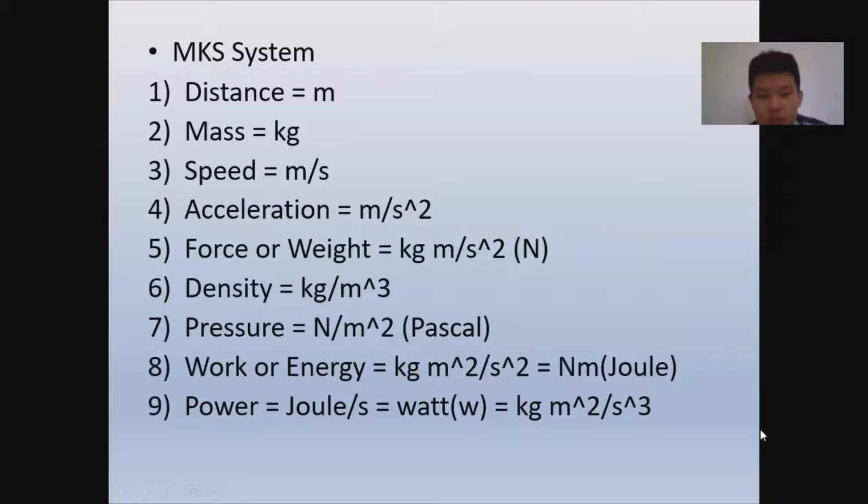kilogram times meter squared divided by second squared, or newton times meter, or joule, and power is joule per second, or watt, or you can change it to kilogram meter squared per second cubed.